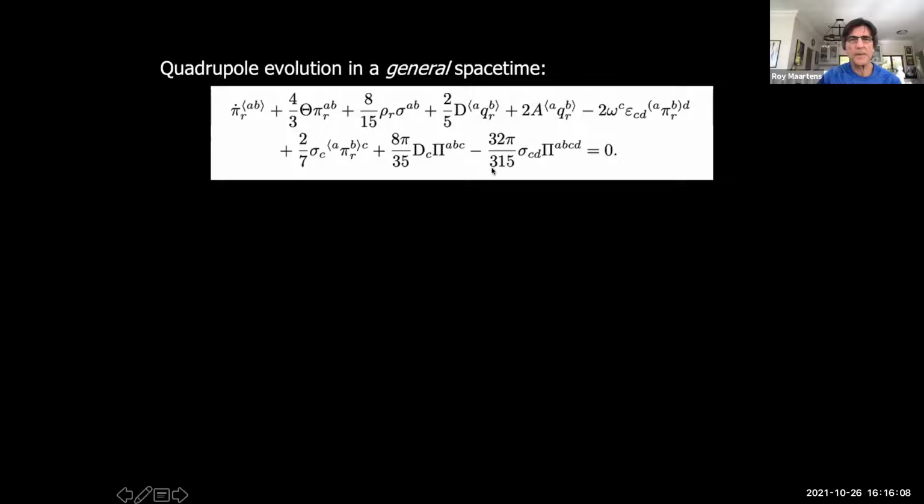And let's just go through one by one what we can get rid of. So this is in a general space-time. Now we impose, first of all, our assumption that the dipole vanishes. That kills these two Q terms. The next step is to impose the assumption that the quadrupole vanishes. That gets rid of those terms. And then finally, the octopole vanishes.